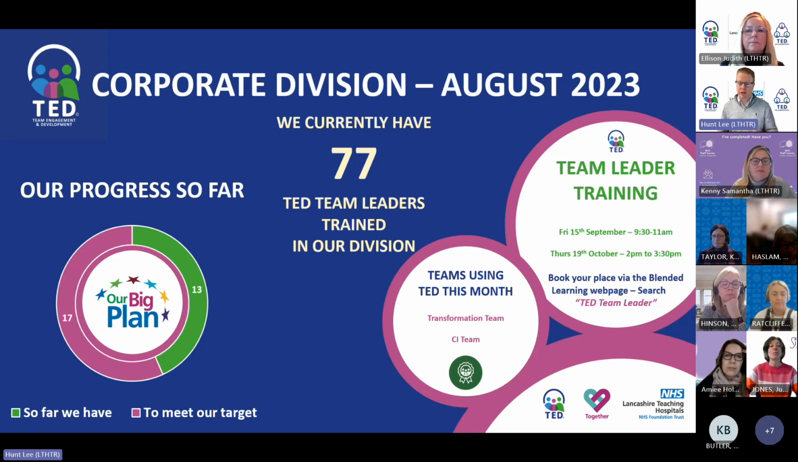we target our divisions to try and get so much more uptake than what they did in the previous year. So what we can see here is corporate service division, how many they've currently got, what they need to hit their target. Give them an indication of how many team leaders have been trained. So this is how many registered team leaders they have on the TED system. So we can pull that out from the data as well.